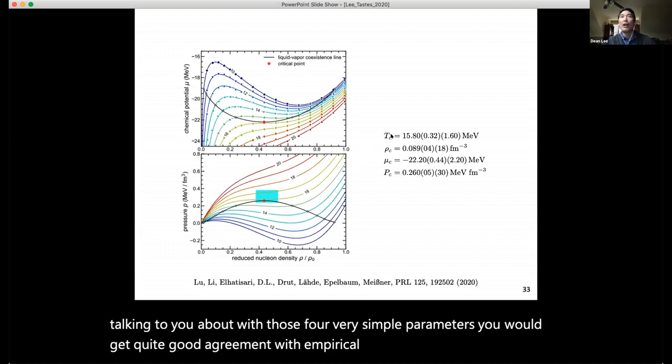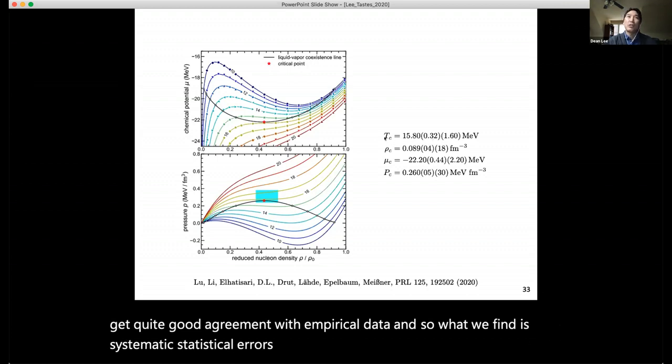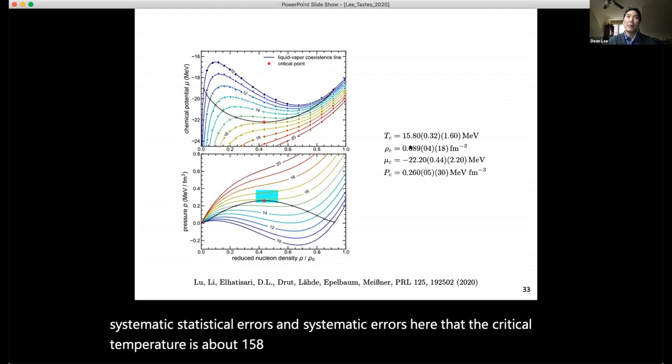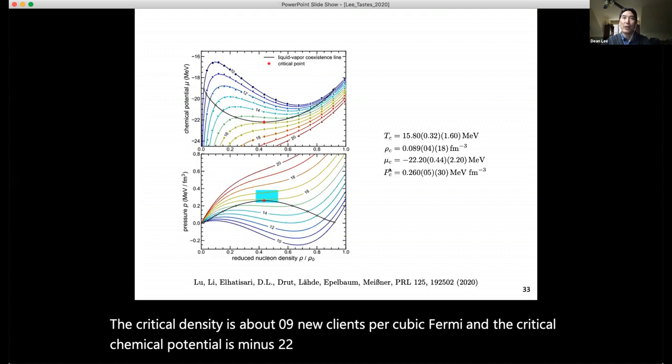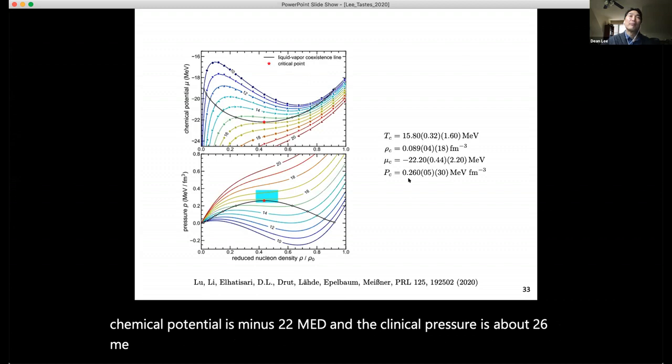And so what we find, with statistical errors and systematic errors, is that the critical temperature is about 15.8 MeV. The critical density is about 0.09 nucleons per cubic Fermi. And the critical chemical potential is minus 22 MeV. And the critical pressure is about 0.26 MeV per cubic Fermi.